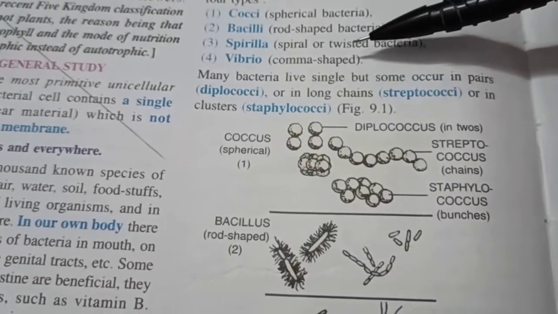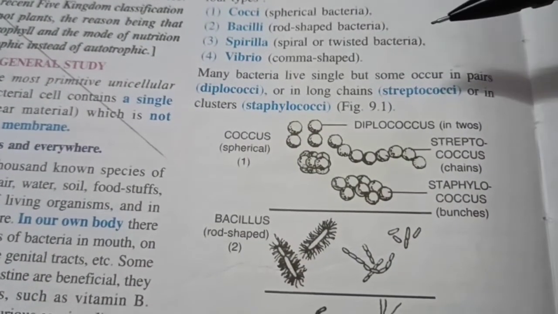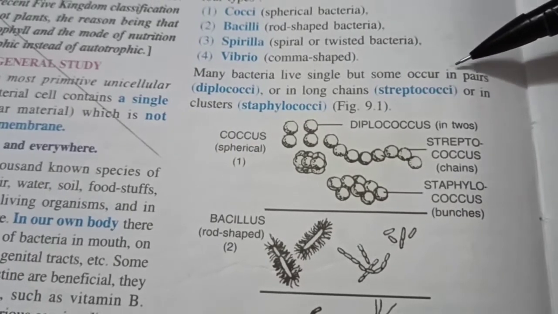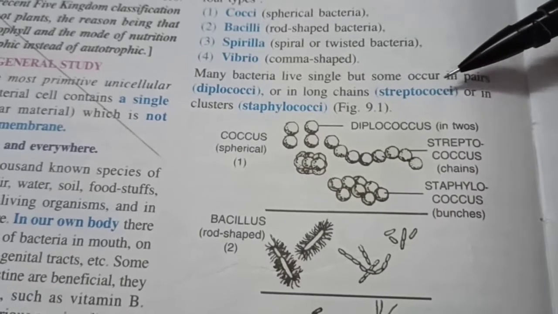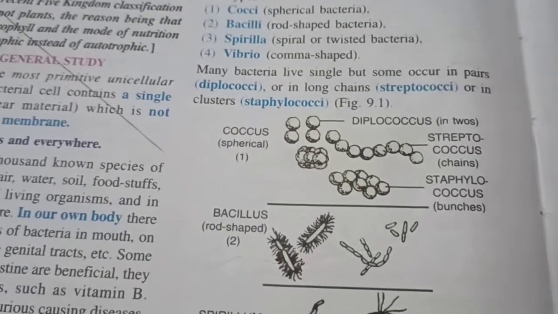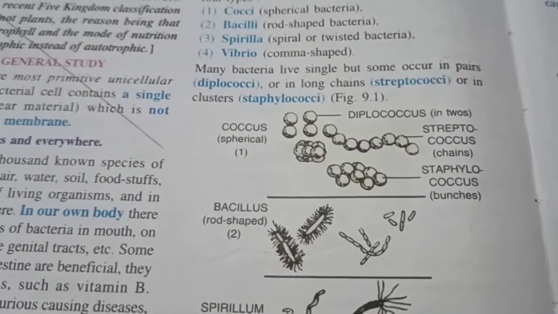If they live singly, then they don't have any special name. But if they are in pairs, it's diplococci, long chains are streptococci, and in clusters they are staphylococci. Great, now you've taken your first step towards being a doctor.